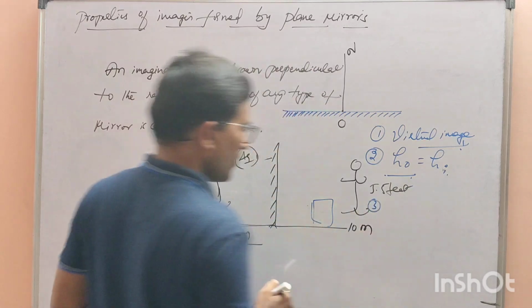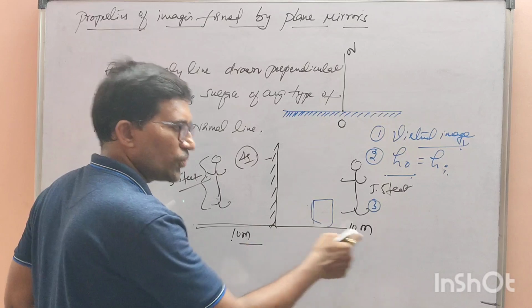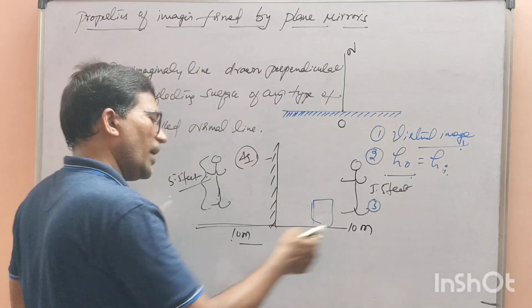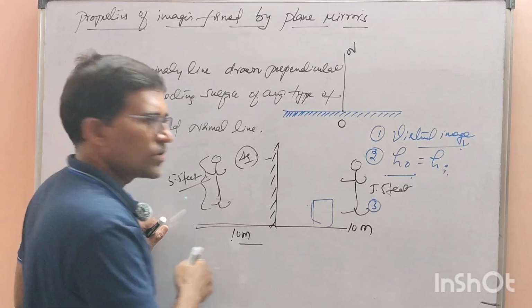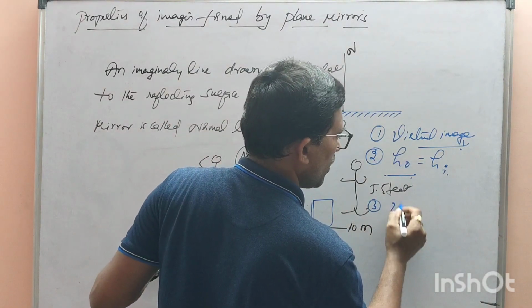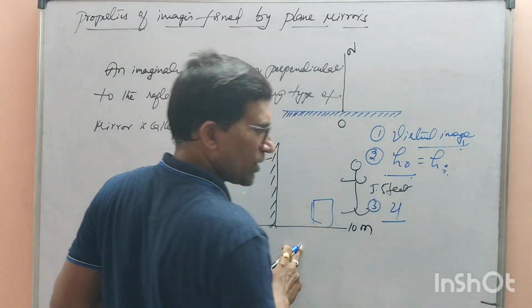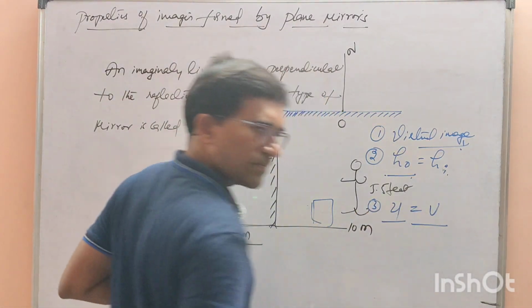Next one is the distance from the mirror to the object. The distance from the mirror to you is 10 meters, as I told, and the same distance will be there from the mirror to the image formed in the mirror. So that is the distance of the object, you, since you are the object here. The distance of the object is equal to the distance of the image.